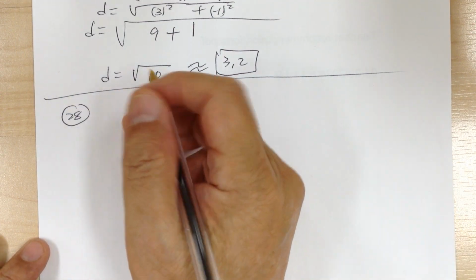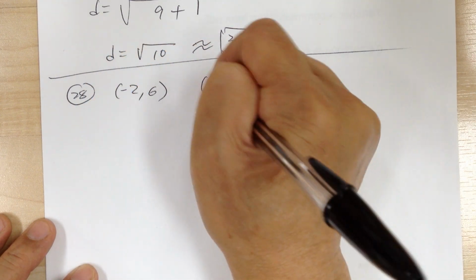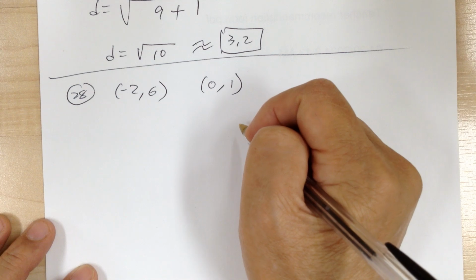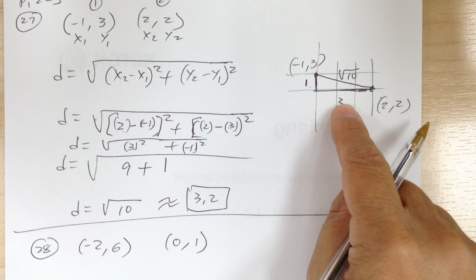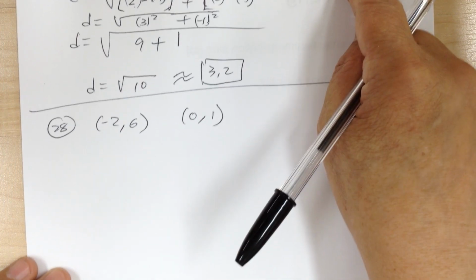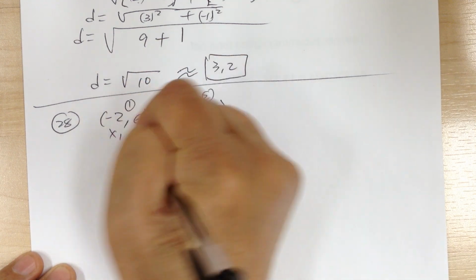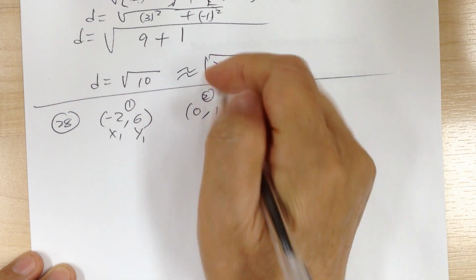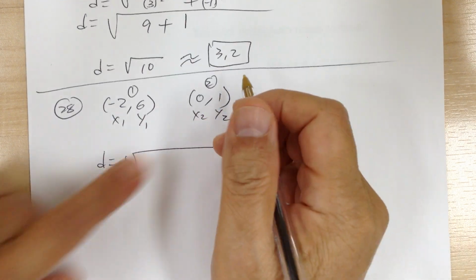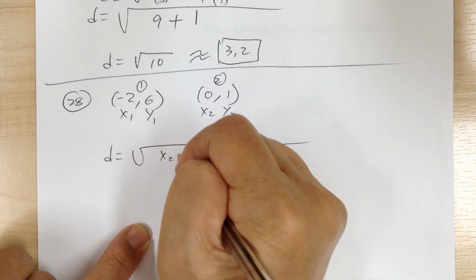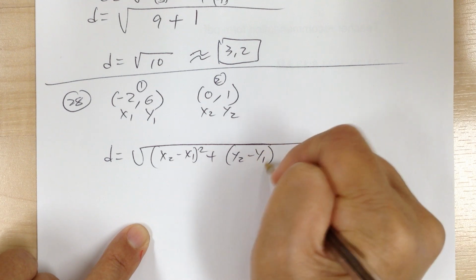Now, for the next one, again you're using 2 points: negative 2 and 6, and 0 and 1. This one, you're not going to be able to use the graph method because the squares are not really nice, so you just have to use the formula. Again, this is point 1, point 2, so x1, y1, x2, y2. So distance equals the square root of x2 minus x1 squared plus y2 minus y1 squared.